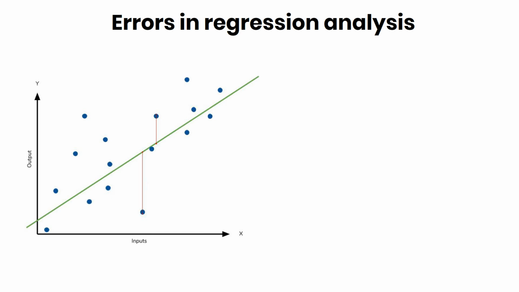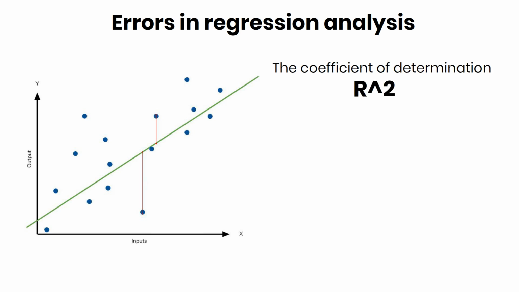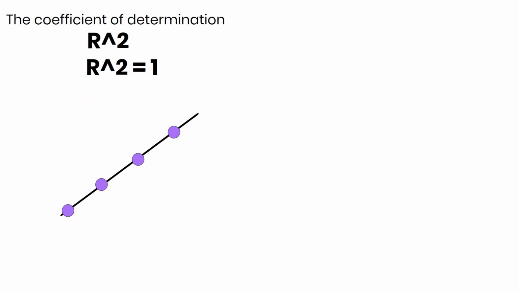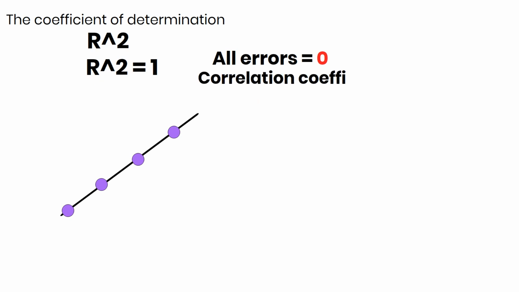The percentage of the variation in the dependent variable that is explained by the regression equation is measured by the coefficient of determination, denoted as R2. An R2 value of 1 indicates a perfect fit, meaning all the data points lie exactly on the regression line, while an R2 value of 0 indicates that the model does not explain any of the variation in the dependent variable. In cases where every sample point lies on the regression line, meaning all errors are 0, the correlation coefficient would be -1 or 1.